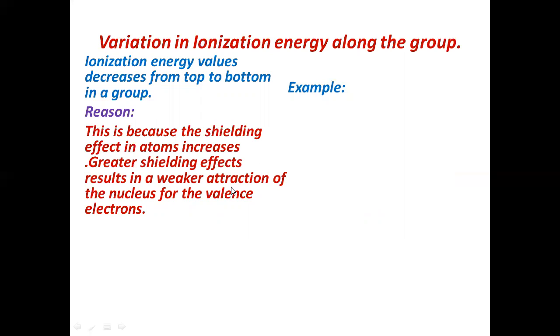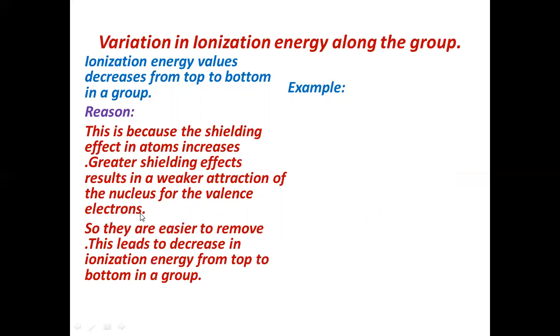From top to bottom, due to the weaker attraction of the nucleus on the outermost electron, ionization energy decreases. It means less energy will be required to remove an electron from the outermost shell of that atom, so they are easy to remove. This leads to a decrease in the ionization energy from top to bottom in a group.